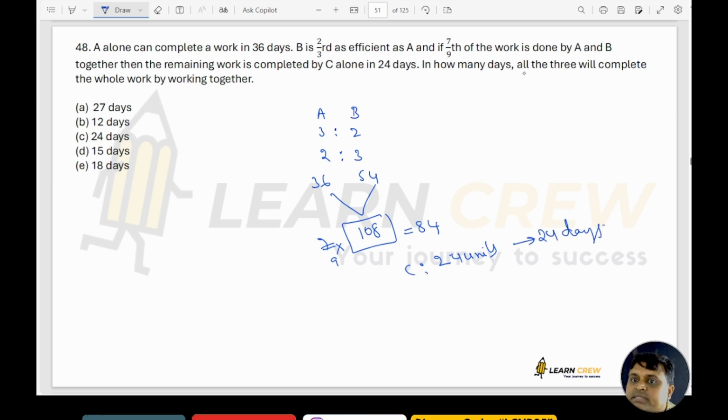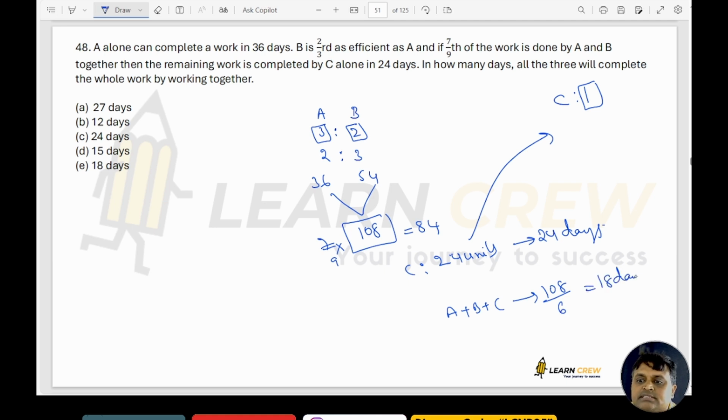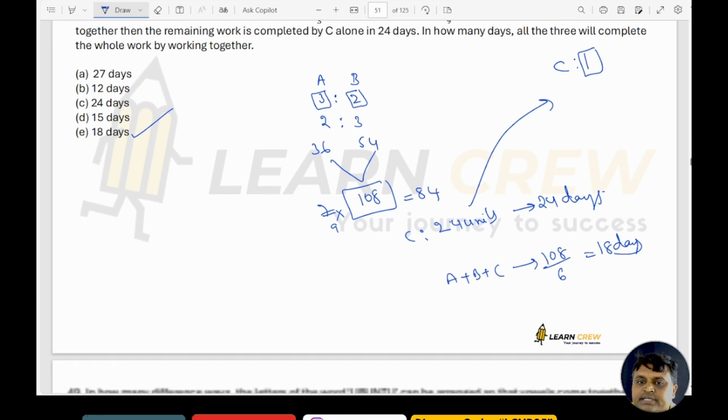In how many days will all three complete the whole work together? If A's capacity is 3, B's capacity is 2, then C's capacity would be 1. So 3 plus 2 plus 1, 6. The 6 together can complete the total work 108 in how many days? 18 days. So the answer is 18 days, option E. Question 48, option E. Next question.